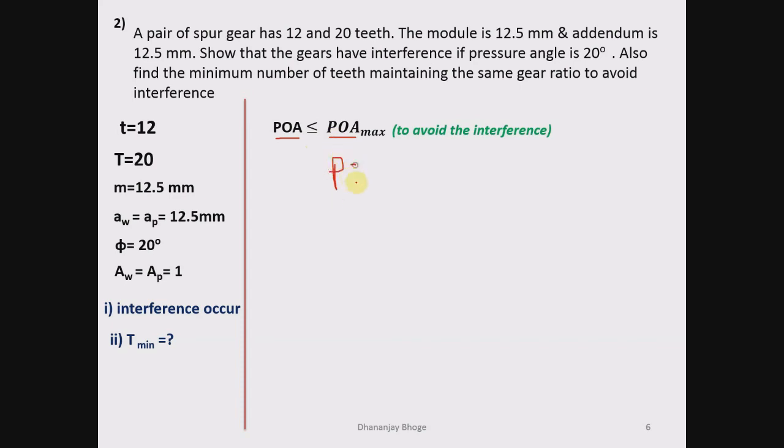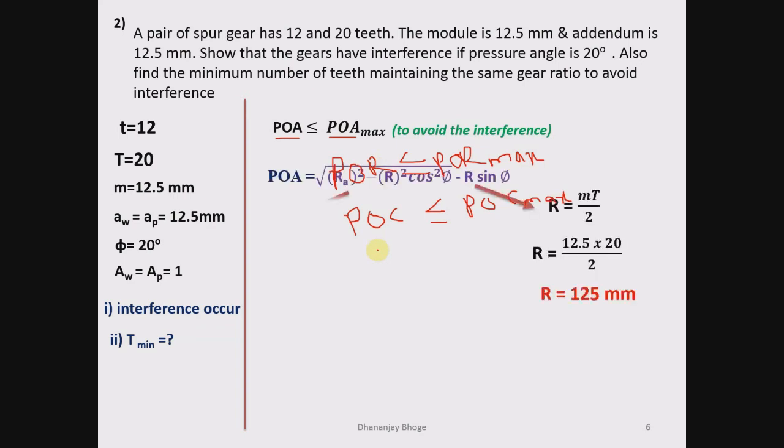Of course, you can also use this equation: path of recess is less than or equal to its maximum value. Or you can also use this condition: path of contact must be less than or equal to its maximum value. Correct. You can use any one condition. I have chosen this: path of approach is less than or equal to path of approach maximum.